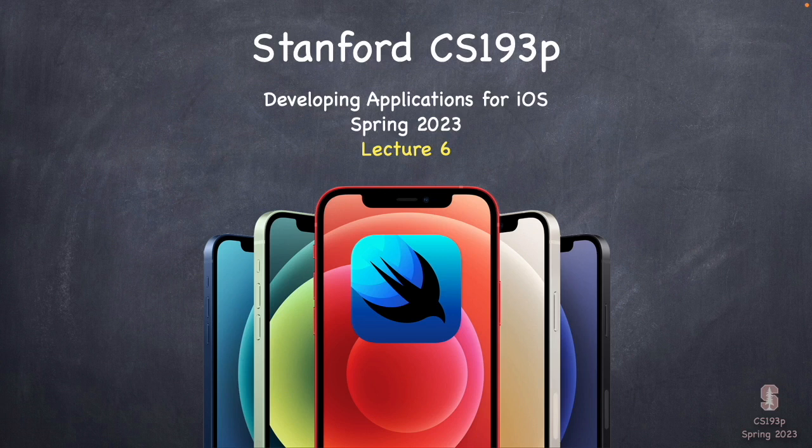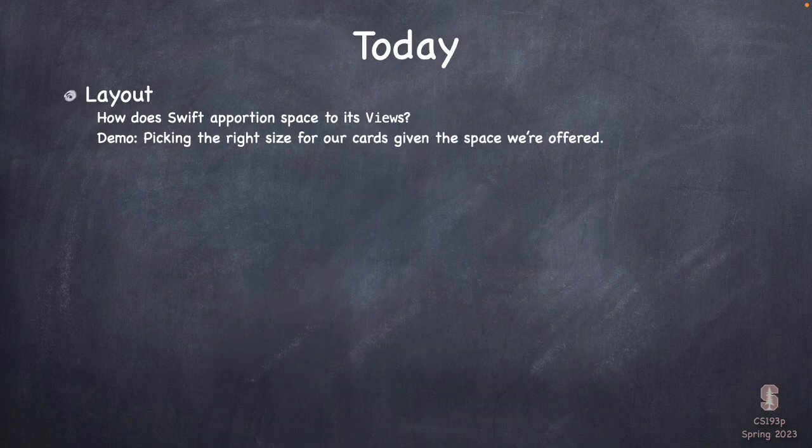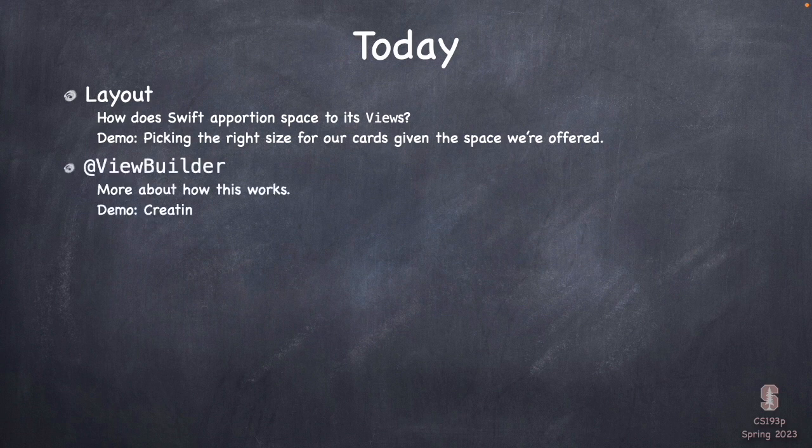So today's lecture, in fact, this whole week, we're going to pick up some topics where we're going to try and understand more about how the things that we've been doing actually work. The first topic here is layout. How do H-stacks and lazy V grids and scroll views and all that, how do they work? How do they decide where to put everything in there? So we're going to talk about that, and then we'll have a little demo.